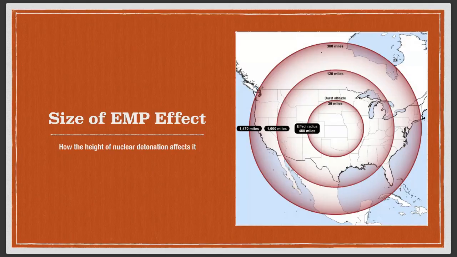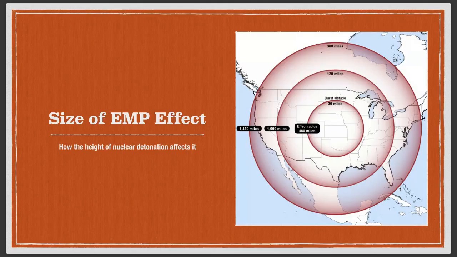But as you can see, burst altitude of 30 miles gives it roughly a radius of 480 miles. Burst altitude of 120 miles, and you get an affected radius of 1,000 miles roughly. That's radius, once again, not diameter. And it would take a blast at about 300 miles to cover the footprint of the continental United States, roughly.